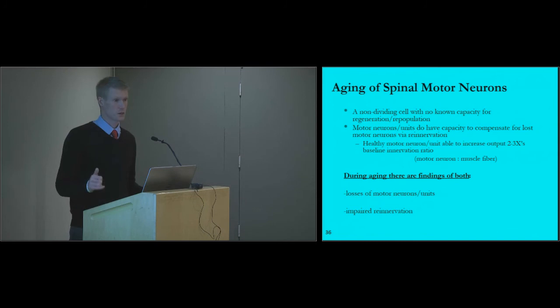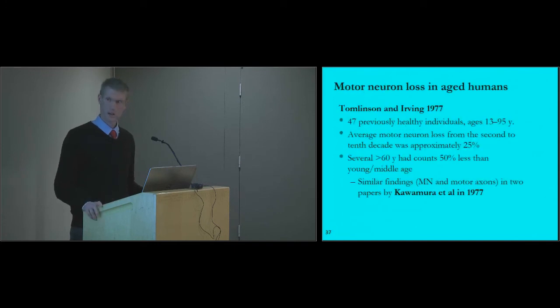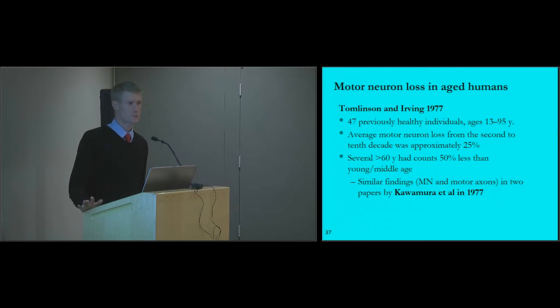But during aging, there's known to be loss of motor neurons and motor units and impaired reinnervation, through a series of experiments. Two groups, as I mentioned, showed that across the lifespan there's significant loss of motor neurons. They showed approximately 25% when including all individuals, but clearly there was variability between individuals. Some individuals had greater than 50% losses.